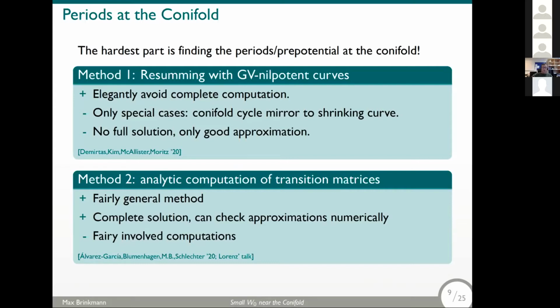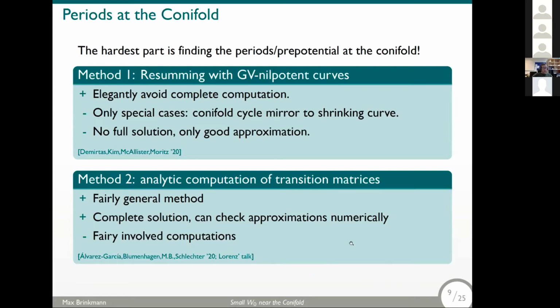The first method is by DKMM and very nicely avoids the complete computation of the periods. However, they can only look at a couple of special cases, which is when the conifold cycle is mirrored to the shrinking curve on the mirror dual side. Also, I want to mention that their solution is not a full solution. They are missing one of the periods, which means that in the end, for the scalar potential, we only have good approximations, but cannot calculate the minimum numerically.